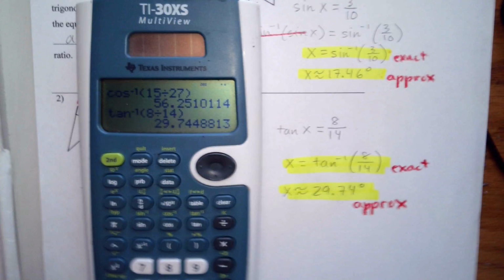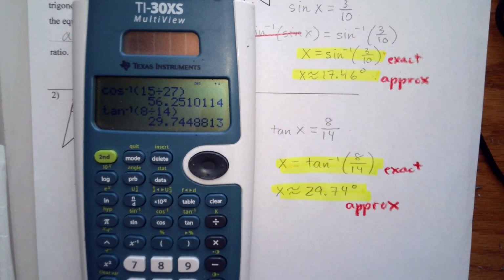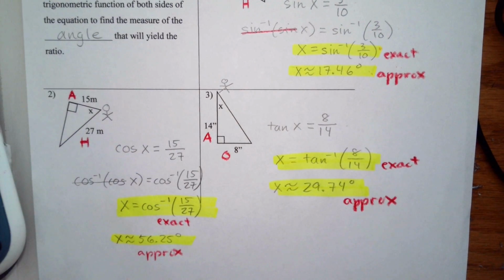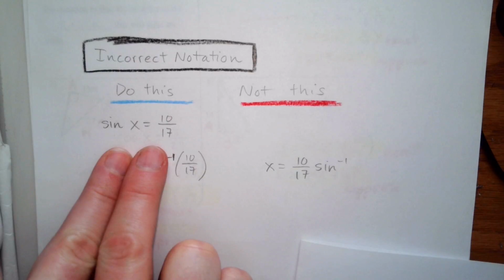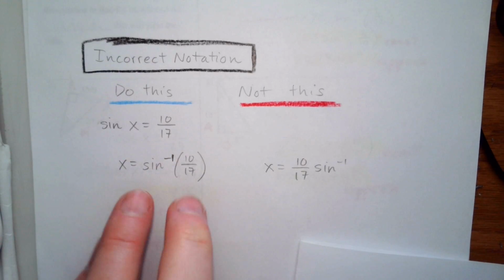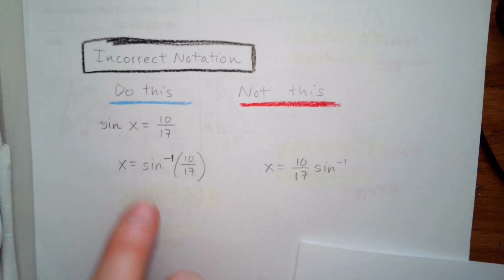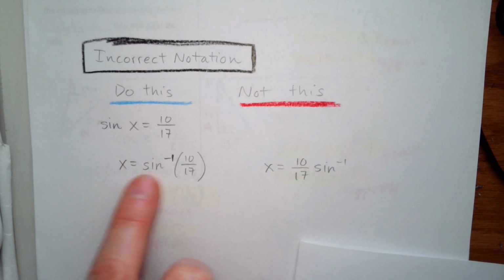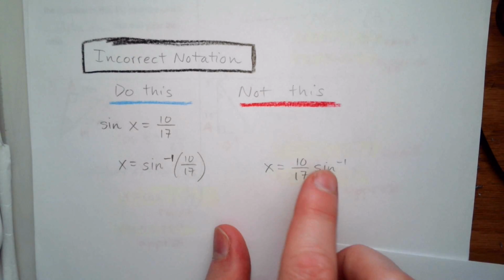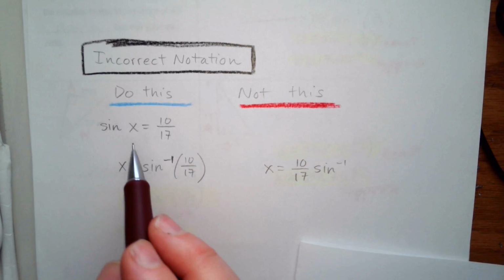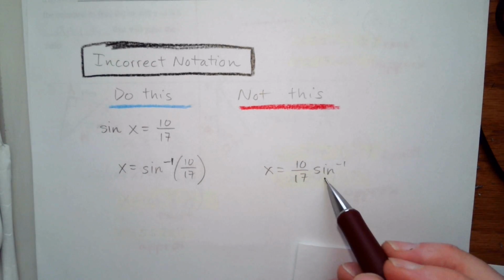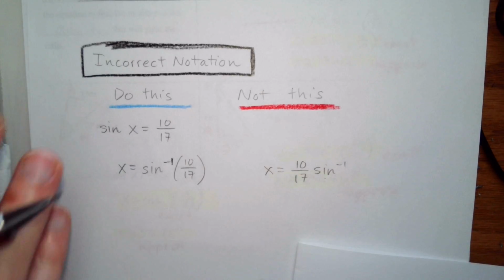Now I do want to show you common notation that students show that's incorrect. I want you to compare both of these. Suppose the problem you had was sine x equals 10 over 17. The next step would be you take the inverse of both sides, but you could just jump from here to here. And that is correct. A lot of students will do this. It's as if the sine magically moves over here, but it moves onto this side. And this is incorrect notation that's going to cost you points.